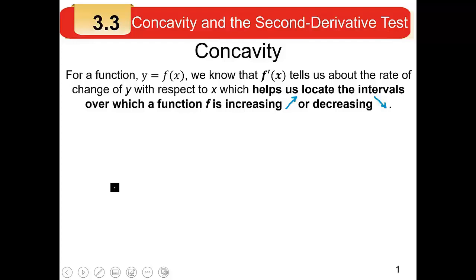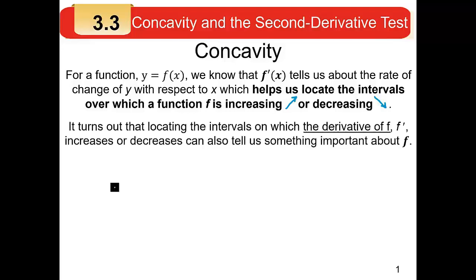For a function y equals f of x, we know that the derivative f prime of x tells us about the rate of change of y with respect to x, which has helped us in the past and will help us in the future to locate intervals over which a function is increasing or decreasing.